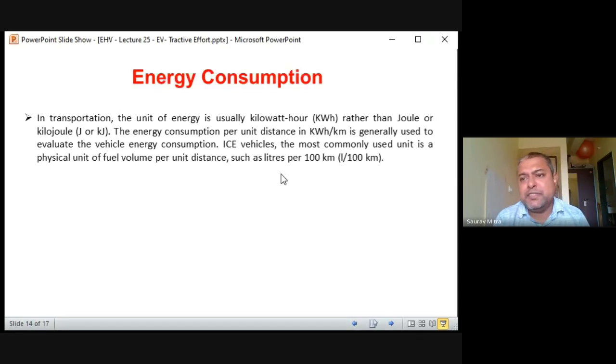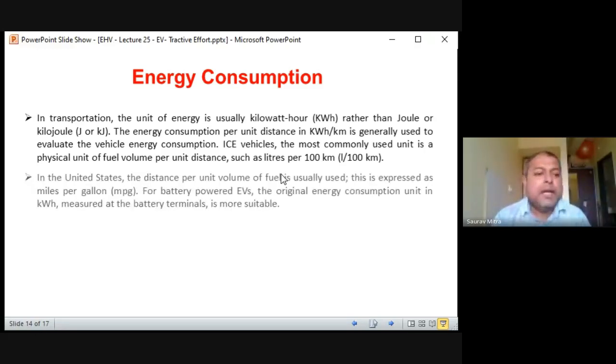For ICE vehicles, that is the petrol driven vehicles, the most commonly used unit is a physical unit of fuel volume per unit distance, that is per 100 kilometer. That means how much amount of petrol or diesel is giving how many kilometers. That is the fuel efficiency, that is the energy consumption. In the United States, the distance per unit volume of fuel is usually used. This is expressed as miles per gallon. So in our country, it is kilometer per liter.